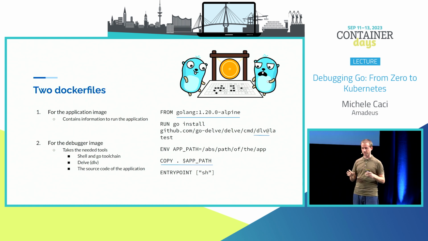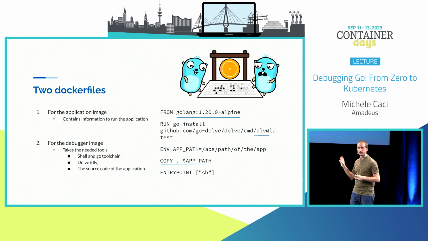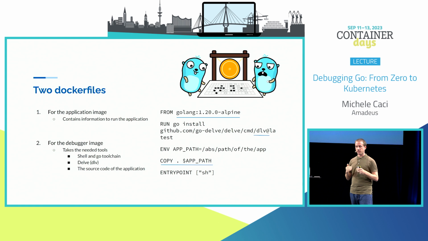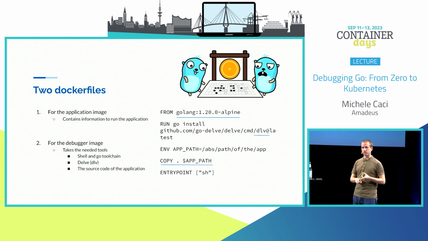So retain this when you leave the talk. If you need to debug another application that is not written in Go, it's still possible, and the same concept applies with some adaptation. Now, this Dockerfile is very minimal and simple. It just lists all the tools that you need. Now that we have these Dockerfiles, we can build them, we can publish them, and we can run them.